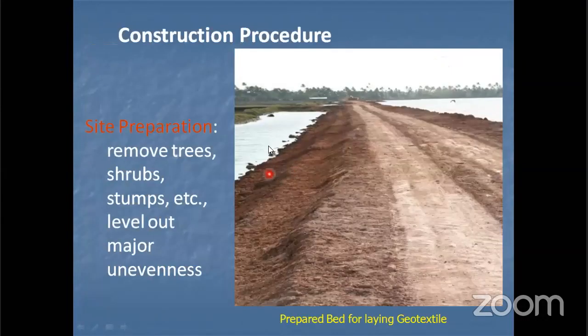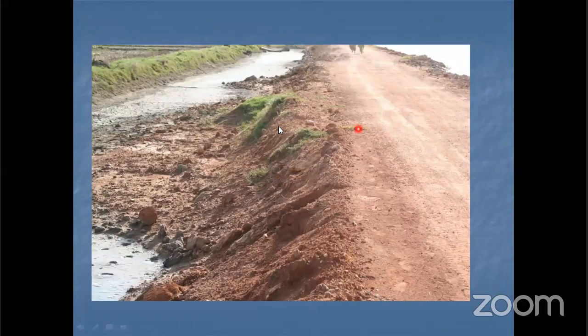Here, one side is a paddy field, and the other side is a fishing area, a fish pond. Both sides are not really wanted. You can see the slushy soil.